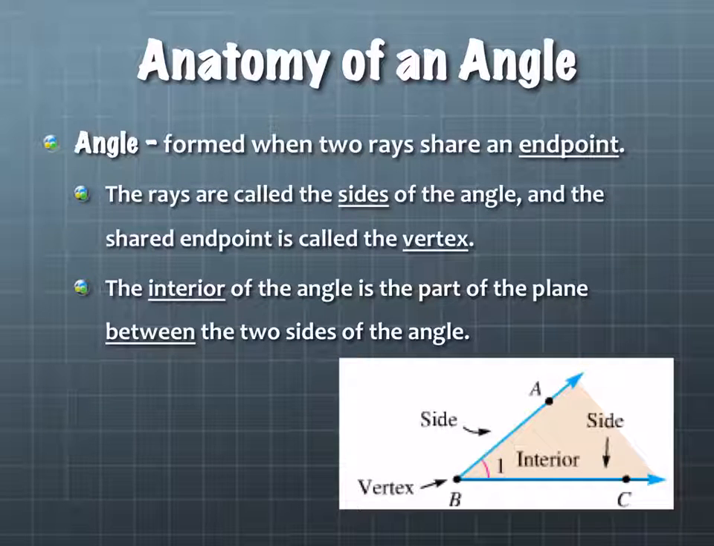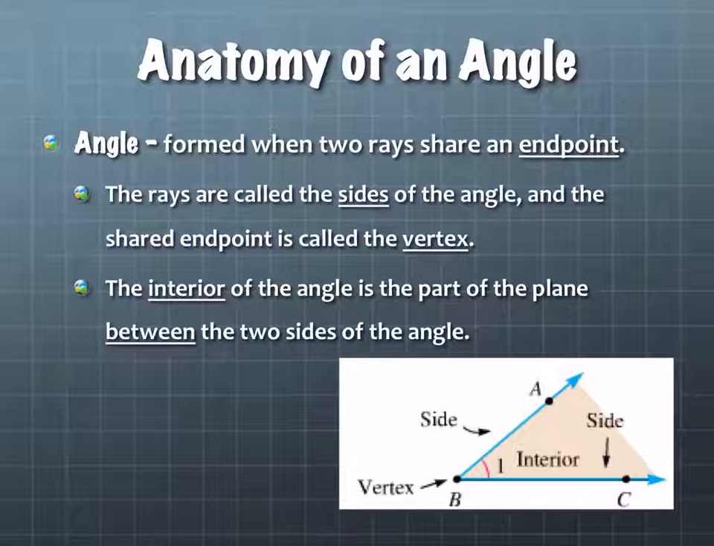All right, moving on into some angle stuff. We mentioned already right angles a moment ago, so anatomy of an angle. An angle is formed when two rays share an endpoint. So we've got a picture down here. We've got ray BA right here, ray BC, and they share the endpoint B. The rays are called sides of the angle, and then the endpoint is called the vertex.